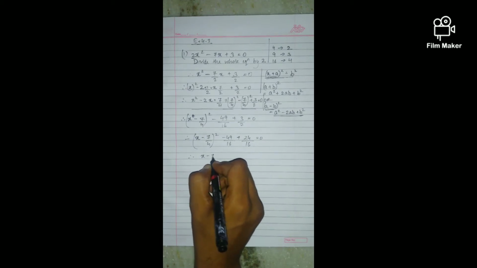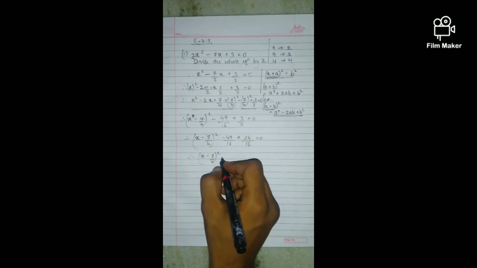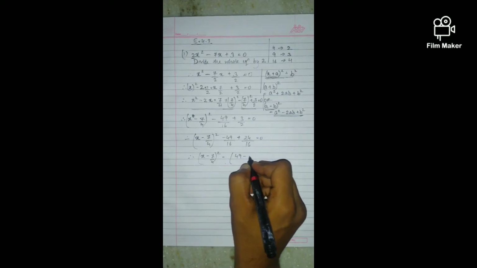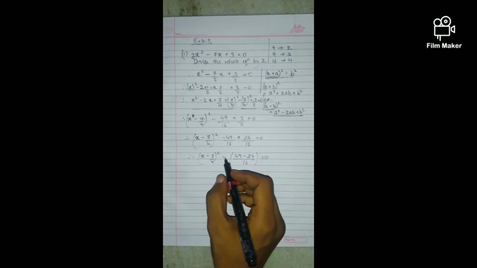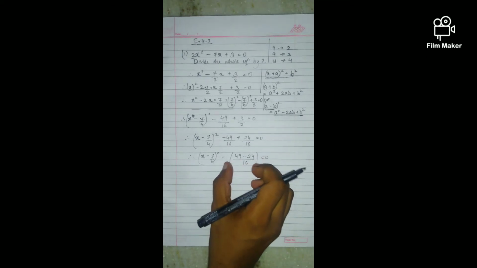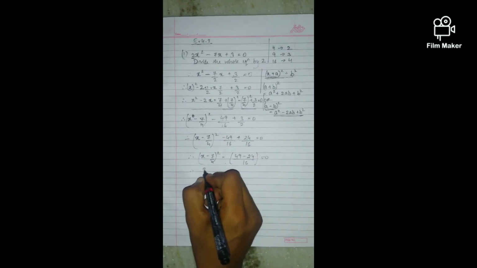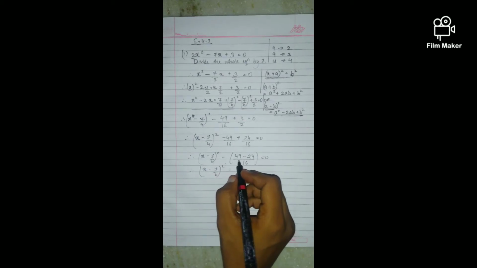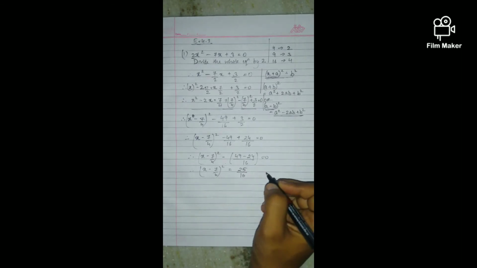Therefore x minus 7 by 4 the whole square, taking negative sign common, I'll tell you why. Minus 49 minus 24 upon 16 is equal to 0. See, I have taken negative sign common because when this term goes to right, it will become positive. Therefore x minus 7 by 4 the whole square is equal to 49 minus 24 is 25 by 16.